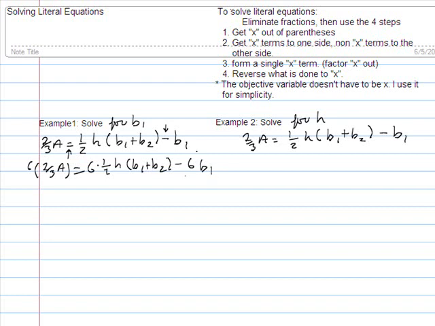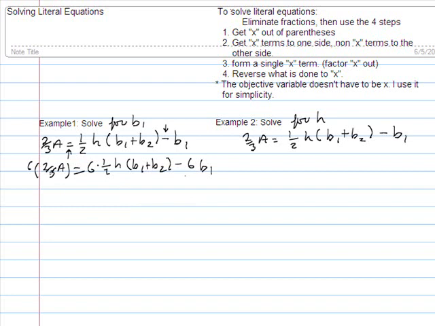Now there's a place where students sometimes fall down. Sometimes when students are eliminating fractions, they multiply the common denominator by every term with a denominator, but if a term doesn't have a denominator, they forget to multiply that one by the common denominator. You gotta multiply also the b1 by the common denominator.